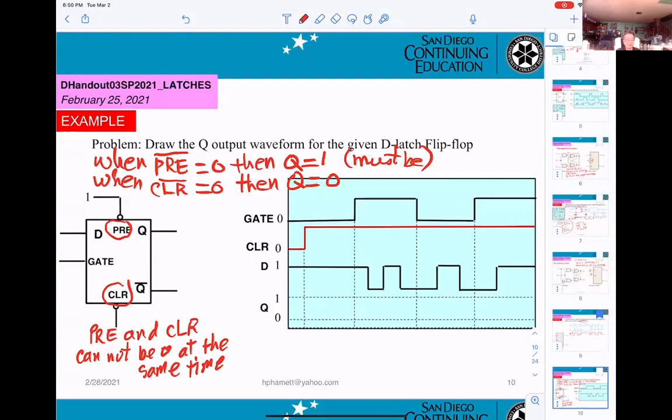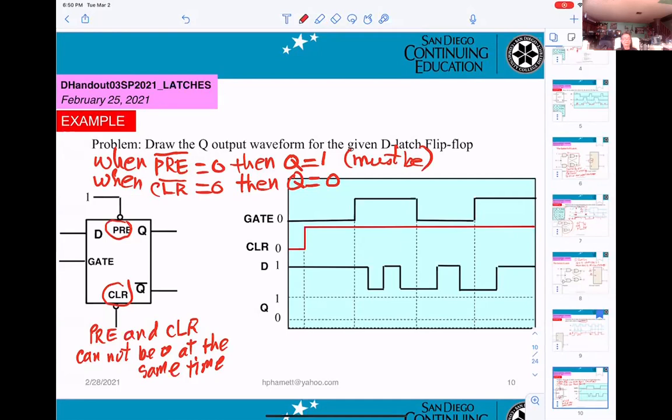Sorry, Mr. Pham, what aspect of the flip-flop can be controlled by the clock? Right now, they are controlled by the gate, that means latch. However, next they will be on the flip-flop, controlled by the clock. Okay, a D flip-flop or JK flip-flop.